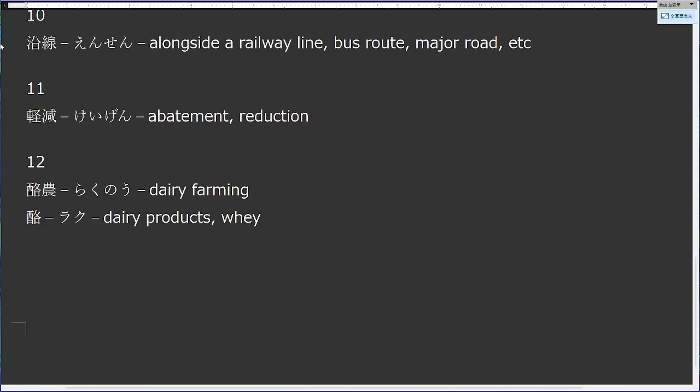Number 11 is keigen. Kei on the left side, this is karui no kei for light, and gen on the right side is a reduction. So a keigen is a light reduction or an abatement. It's just a reduction and not an extinguishing. Keigen is a light reduction.